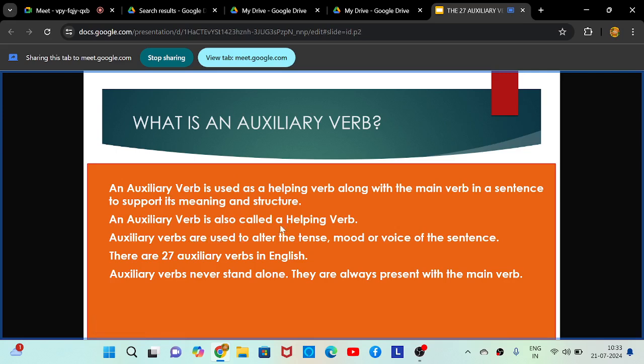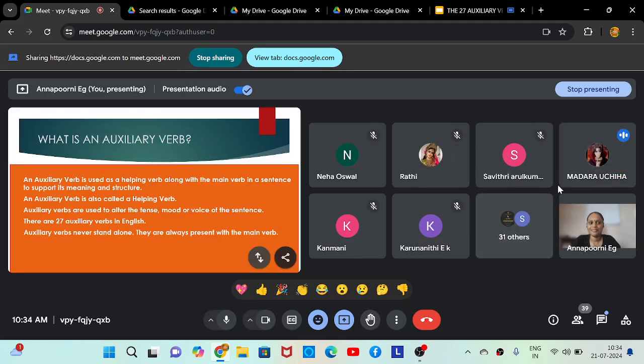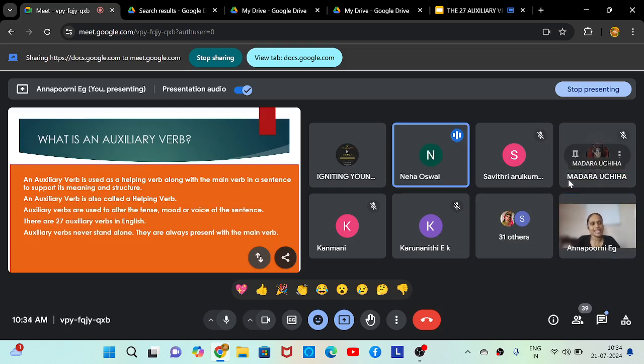An auxiliary verb is also called a helping verb. Auxiliary verbs are used to alter the tense, mood, or voice of the sentence. Alter. What is meant by alter? If you want to do some alteration in your dresses, you will give it to the tailor, right? So what is meant by alter? Change. Alter is change. Simple.